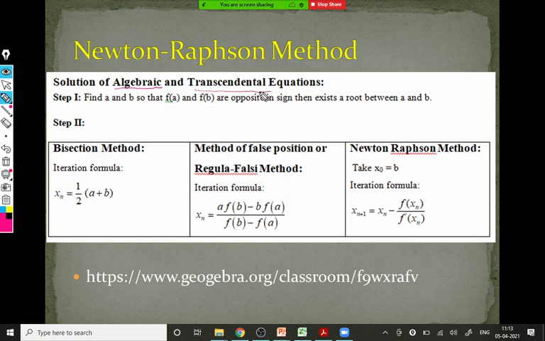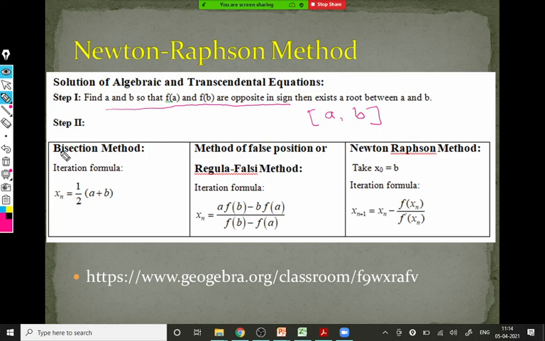To get a root, step number one is common to all three methods. First, we have to find a and b such that f of a and f of b have opposite signs. So indirectly, step one is finding the interval ab where the root exists. Once we get that interval, we use an iteration formula to find the root.